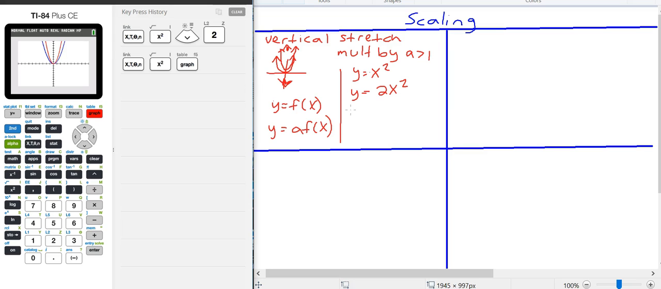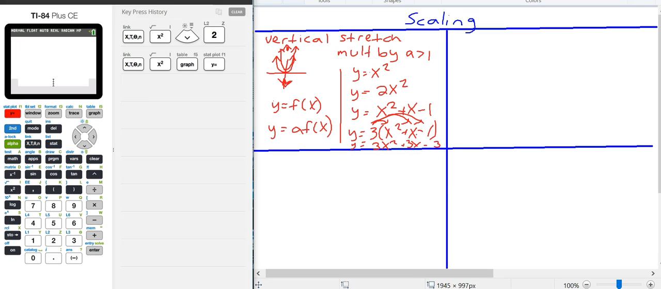Let's say we had a more complicated function. Let's say we had the function y is equal to x squared plus x minus 1. If we wanted to stretch this function vertically, we would have to multiply each term by whatever a is. Let's say we're scaling it by a factor of 3. We would do y is equal to 3 times x squared plus x minus 1. And we could distribute this 3, and it has to go over all the terms. Y is equal to 3x squared plus 3x minus 3.